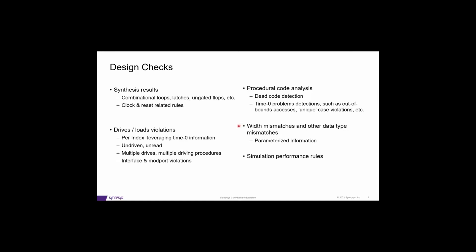Rules to check width mismatches and other data type mismatches can be helpful as well in saving time if they are caught at code development time. Similarly, simulation performance rules, such as the one I mentioned earlier for, say, an unused clock, can be more useful if they are detected early while writing RTL.